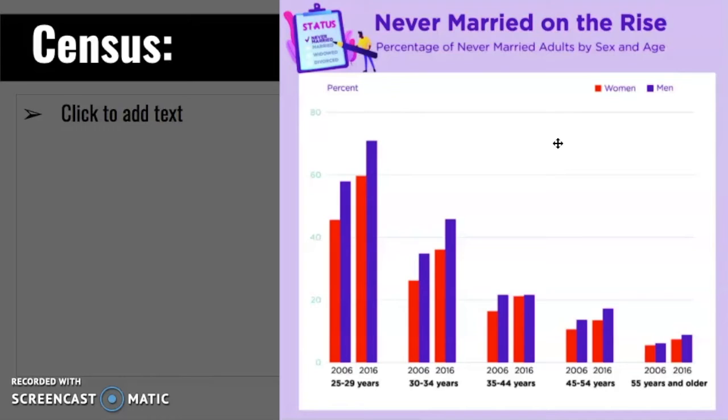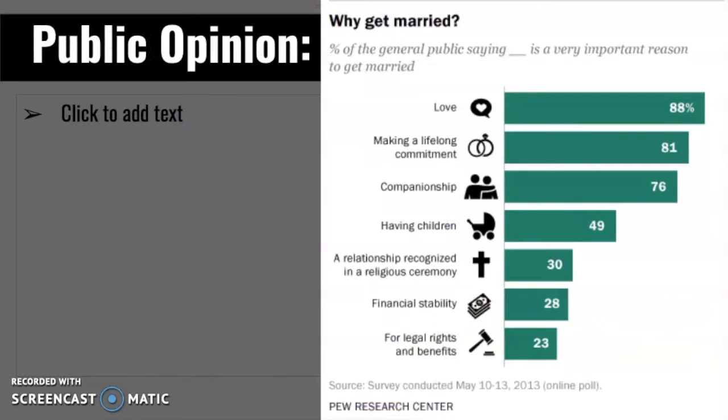All right, so something to pay attention to is the percentage of never married adults by sex and age, and it's on the rise. So if you take a look at some of these graphs based on the age, you can see from 2006 to 2016 how much it had increased. In fact, basically it increases everywhere except for those 35 to 44. It's an increase for women, not so much for men though. So something to pay attention to as well with this.